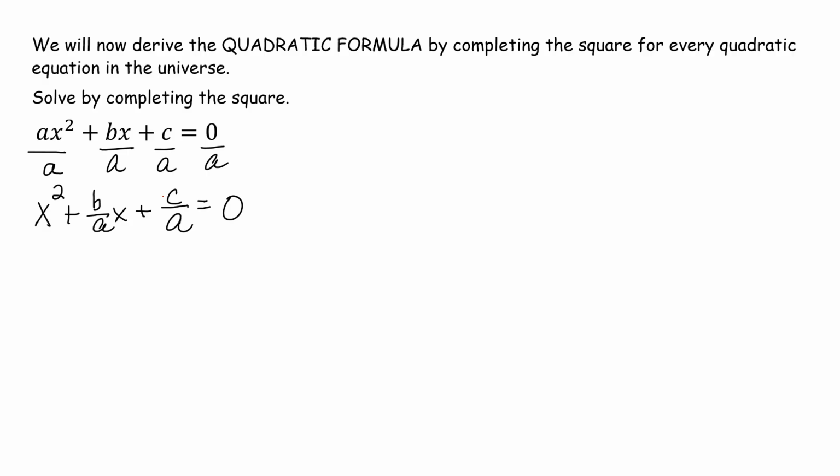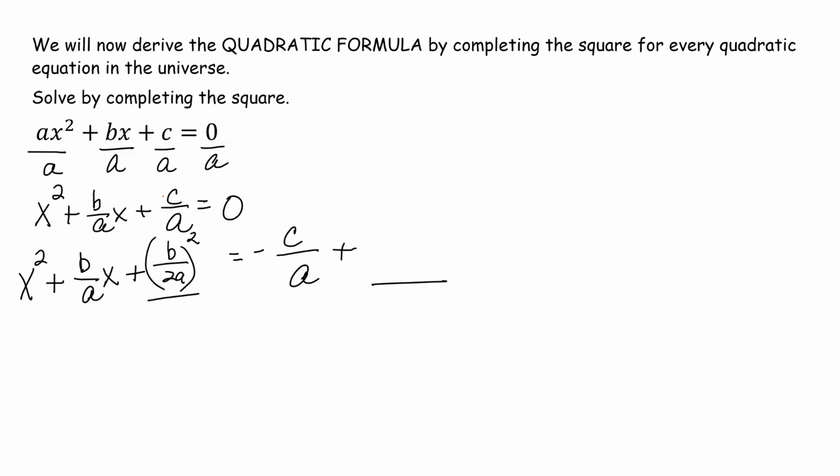Now we're going to complete the square, so we're going to move that c over a to the right side of the equation and leave a blank next to the b over a x, and also a blank on the other side, because whatever we do to one side, we have to do to the other side. So what goes in the blank? Half the x coefficient squared. So b over a, if you take half of b over a, times 1/2 is b over 2a, and then you're going to square that, and you're going to add that to both sides of the equation.